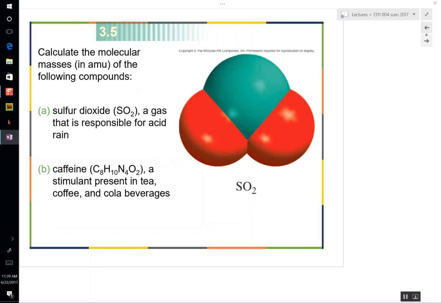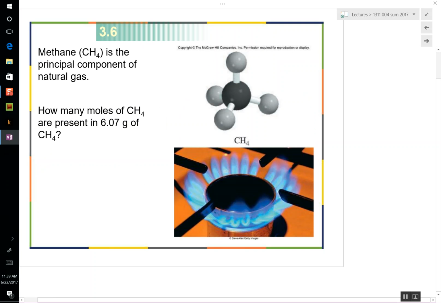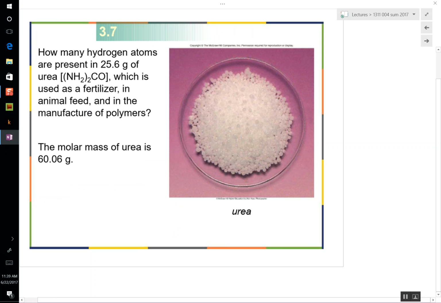Okay, you know how to do this now. This one is a little bit more complicated. It's just a lot. You just gotta add them all up. 8 times carbon, 10 times hydrogen. Get the molar mass. There's a problem. Yeah, let's do that.